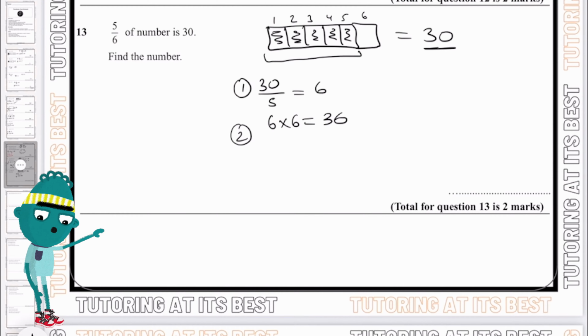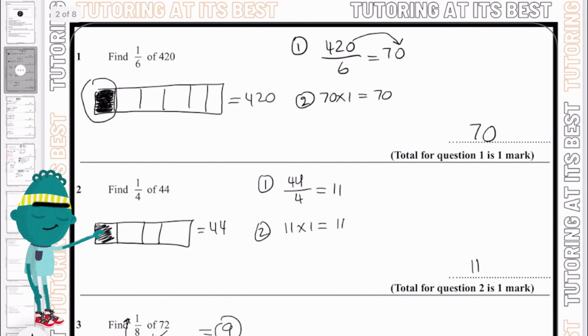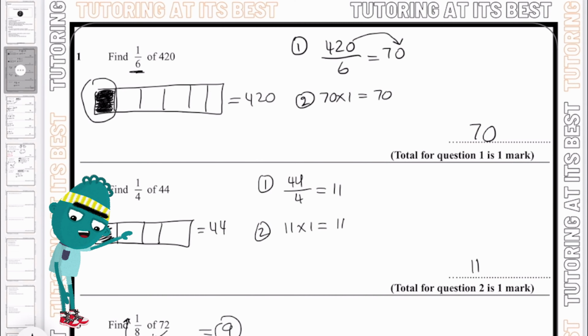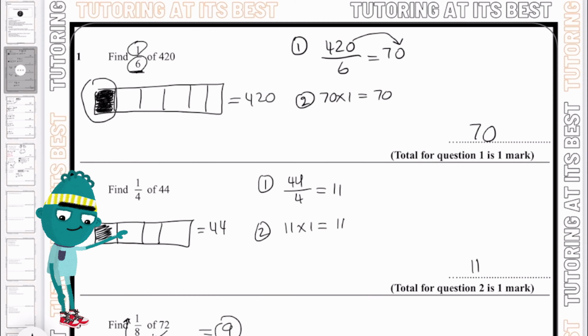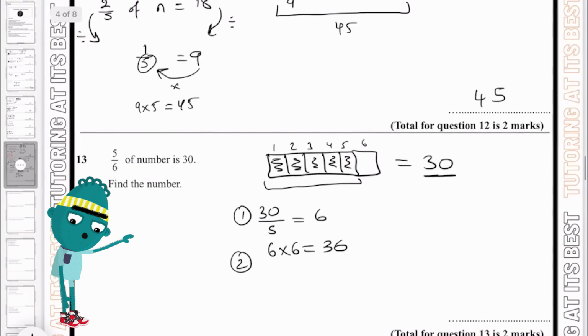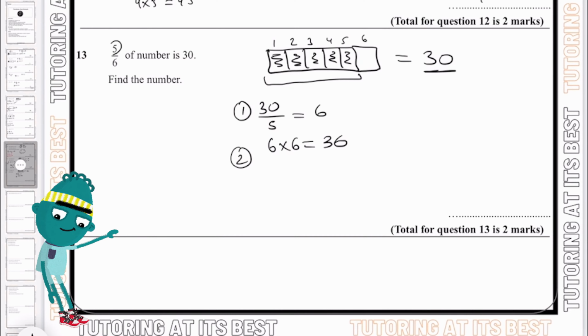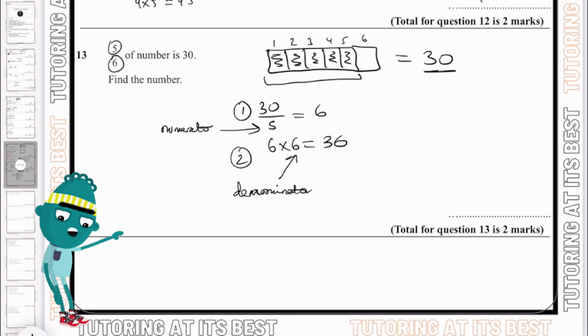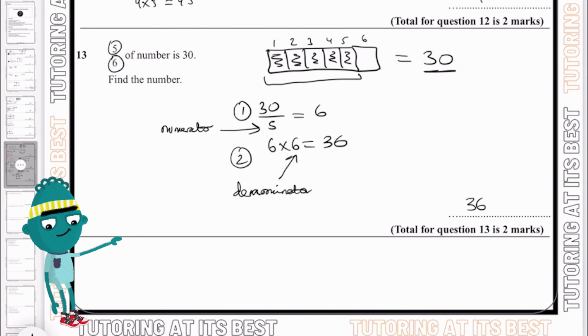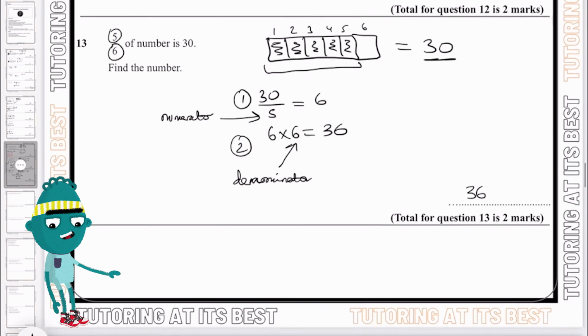If you may have noticed, we're doing the inverse operation here. In the previous questions, we would usually divide by the denominator and then times by the numerator. But now we're doing the opposite. We are simply dividing by the numerator and then timesing by the denominator. Wonderful, so our answer is 36. I hope those steps were clear. Let's now move over to the next section.